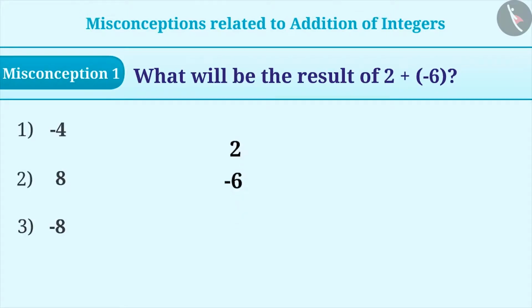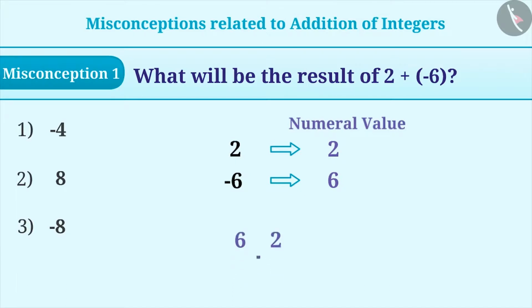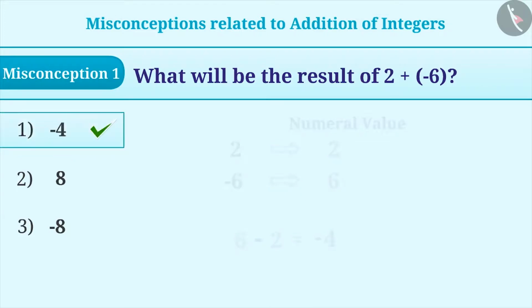For the addition of numbers having opposite signs, first, we will find the value of numbers ignoring their signs, which we call the numeral value. Then, we will subtract the smaller numeral value from the greater numeral value, and we will put the sign of the greater numeral value to the result. By doing so, we get the correct answer, option 1, which is minus 4.